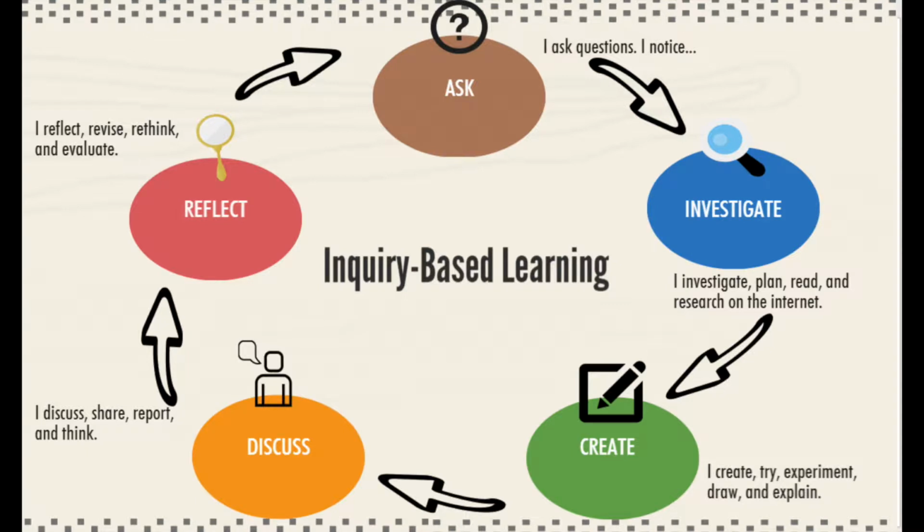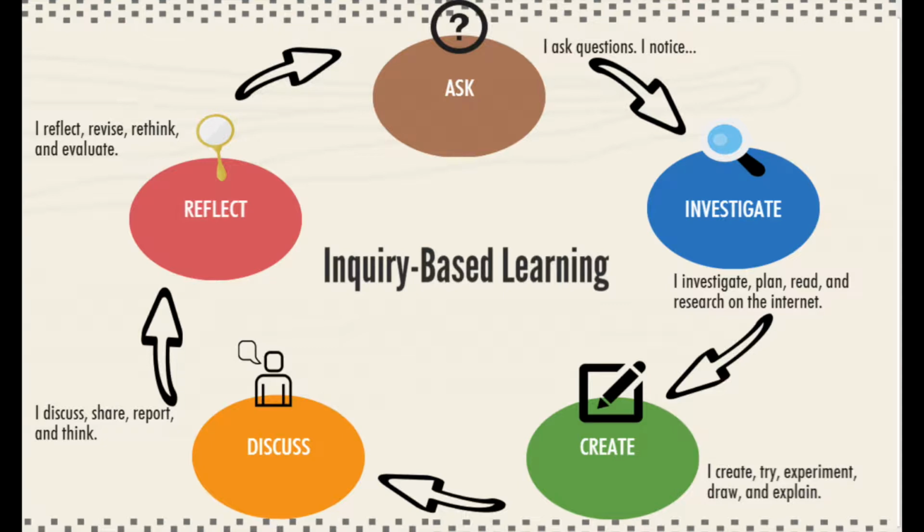So the first step is to ask. I ask questions, I notice. Confusion is always a good thing, and students' learning comes from asking questions. And the next step is to investigate. I investigate, plan, read, and research on the internet. During this step, students start to explore evidence to support their thinking and findings.